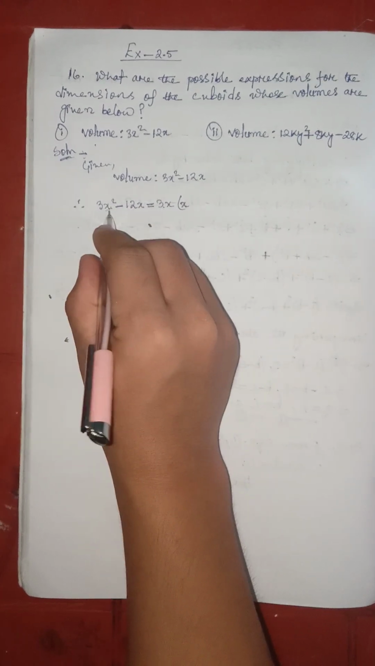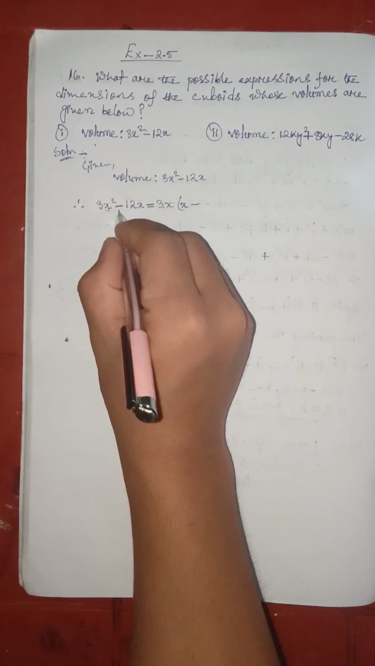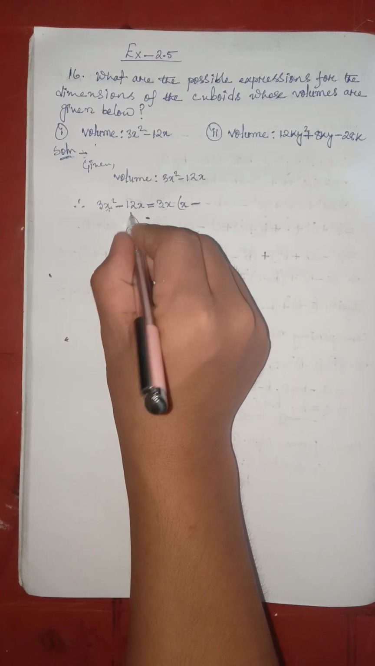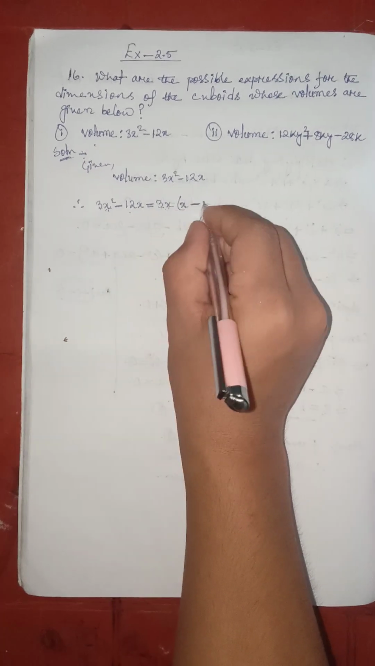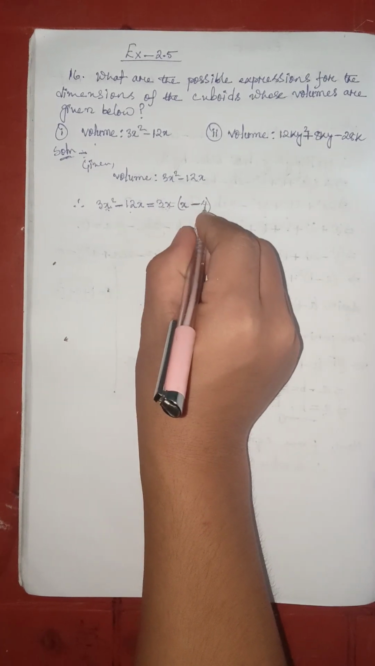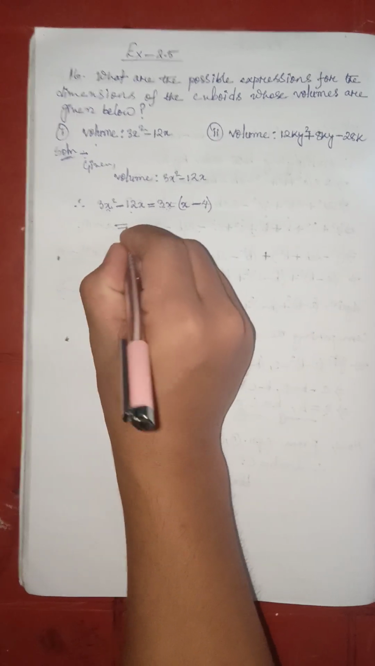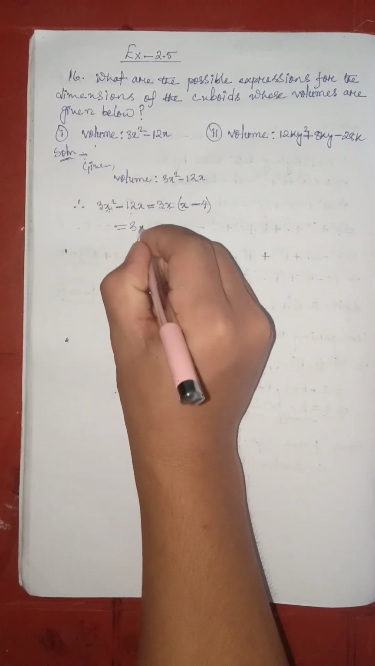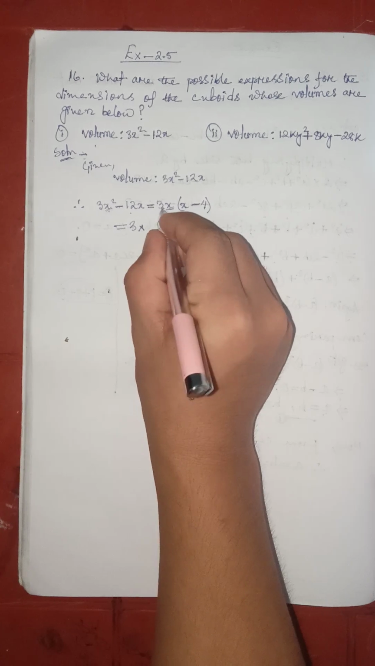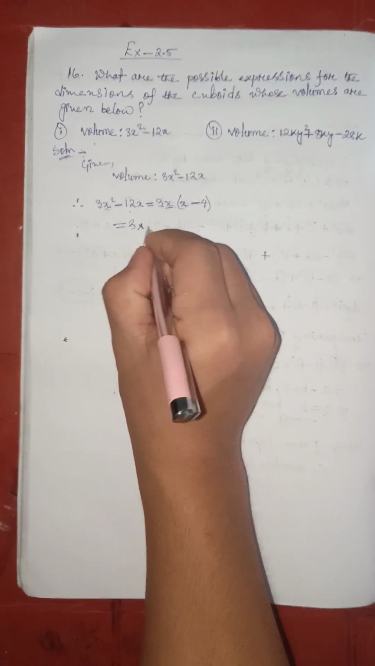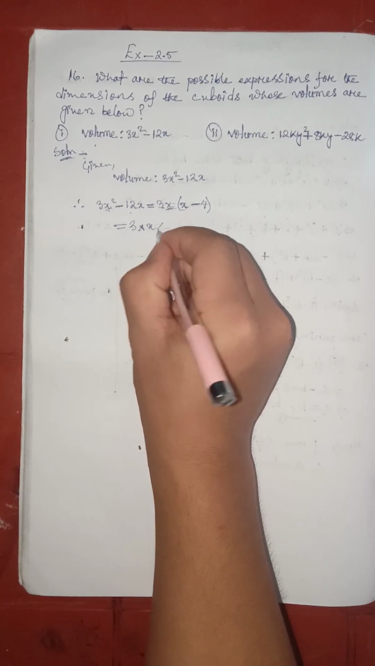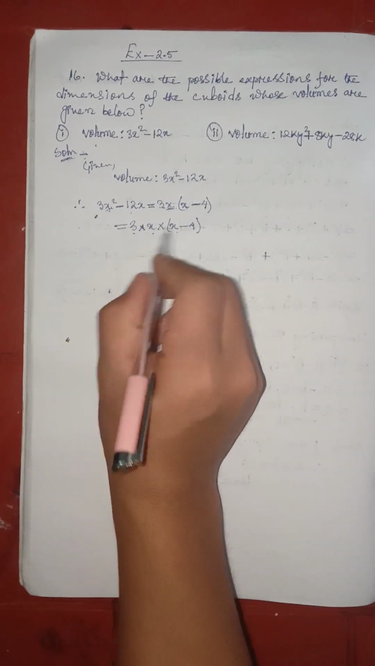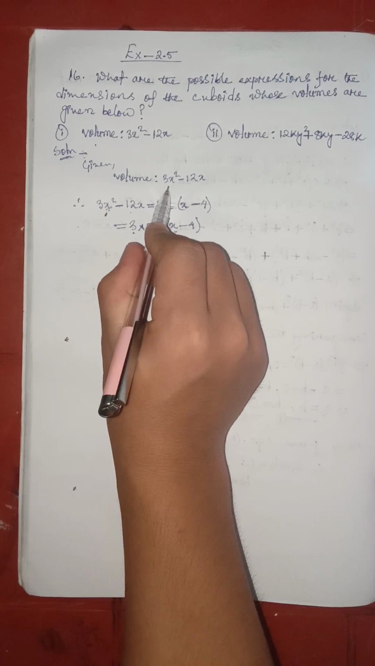3x times x will give you 3x squared, minus. Here it is minus, so we take minus here. And 3x how many times should it be in order to get 12x? It is 3x times 4. If you multiply this, then you will get 12x. Clear? Actually, the question is to find out length, breadth and height. In order to get all three, just separate them by putting multiplications in between these three. It will be like this. Now this is length, this is breadth, and this is height. After we multiply this, we get the volume.